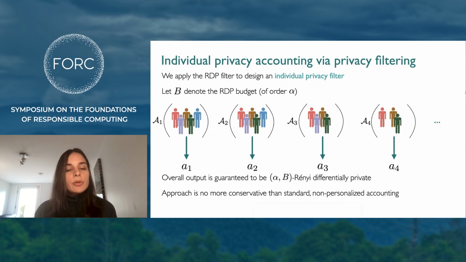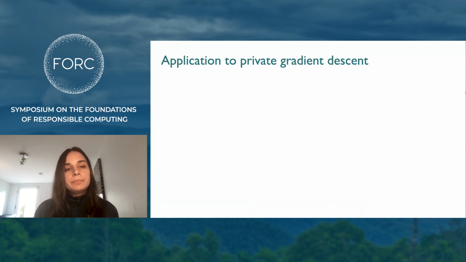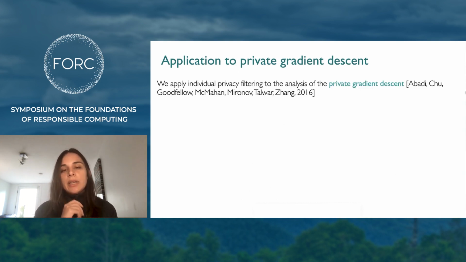And note that this approach is no more conservative than standard non-personalized accounting methods, because the individual privacy parameters are no more conservative than the usual worst-case privacy parameters. And importantly, individual privacy filtering can also be implemented in the local DP model. So now I want to illustrate one application of individual privacy filtering, and that is an application to private gradient descent.